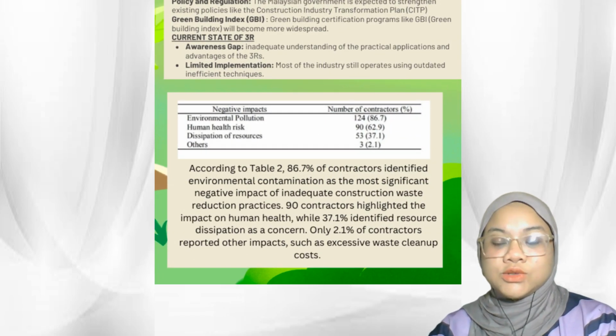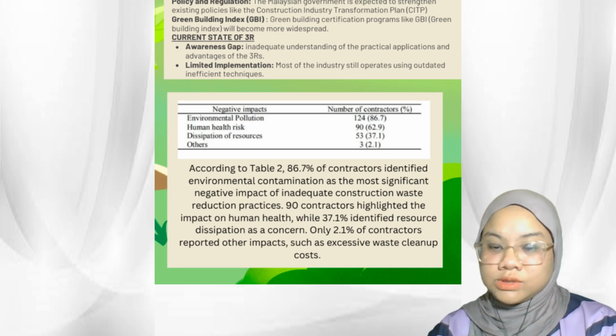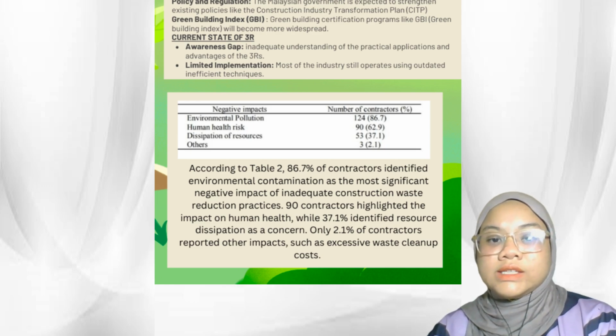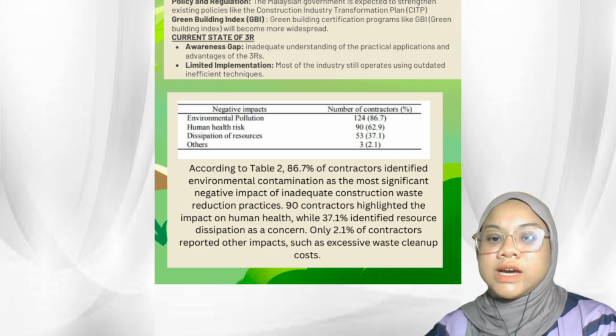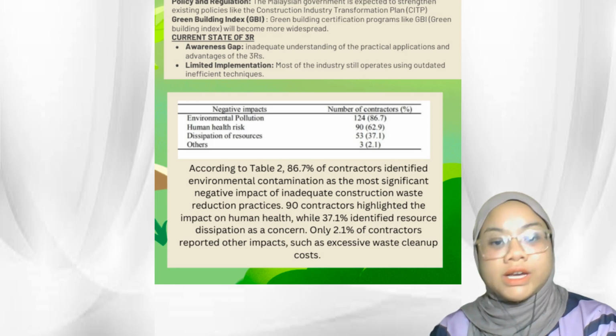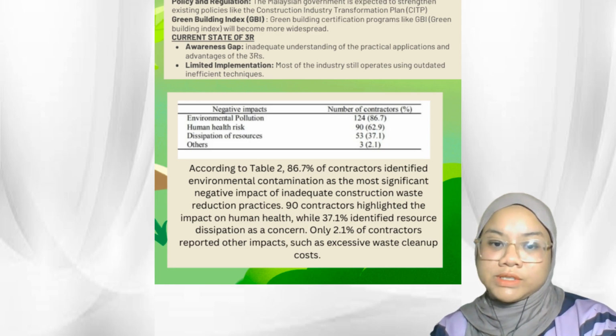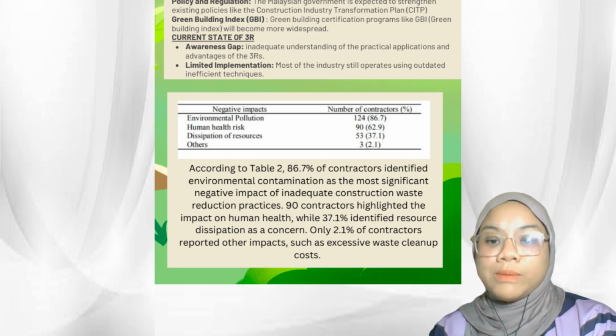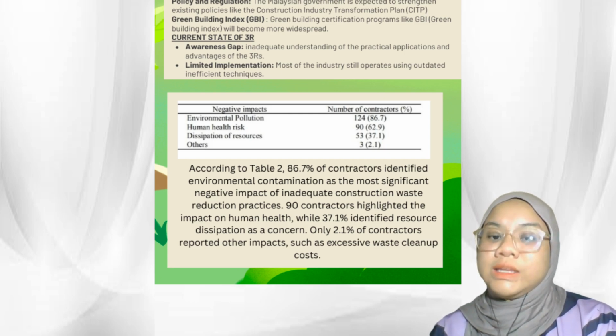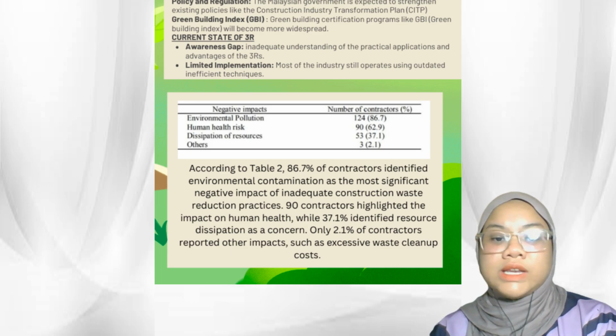So the next figure shows the number of contractors that agree on the negative impact of waste disposal. According to Table 2, 86.7% of the contractors identify environmental contamination as the most significant negative impact of inadequate construction waste reduction practice. 90 contractors highlighted the impact on human health, while 37.1% identified resource dissipation as a concern. Only 2.1% of the contractors reported other impacts, such as excessive waste clean-up costs.